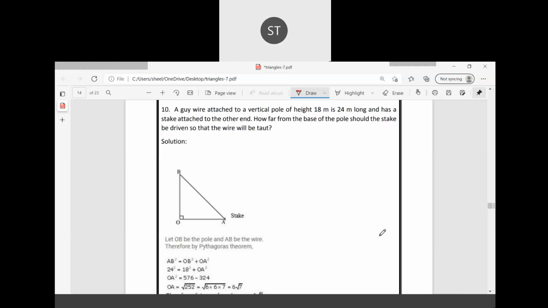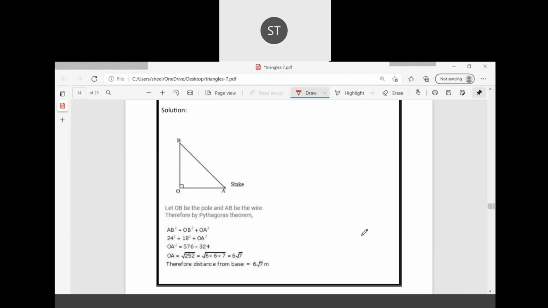So OB be the pole there, AB be the wire there. So AB will be straight there. So what is the nature of the angle O there? Angle O is 90 degrees. So just apply the values.